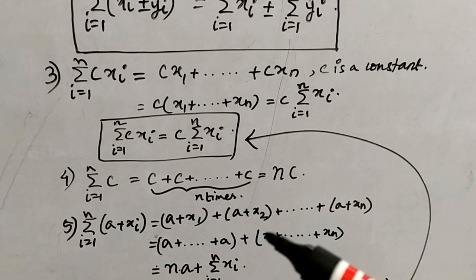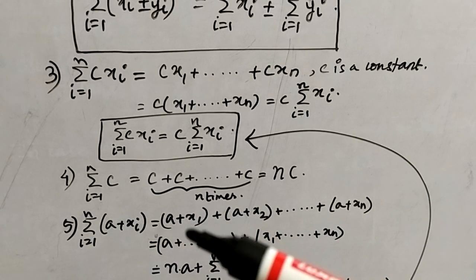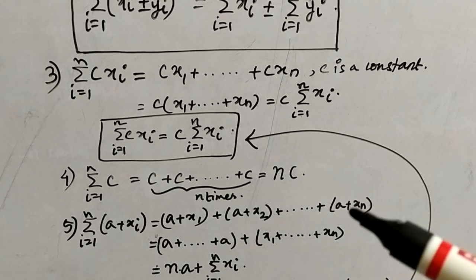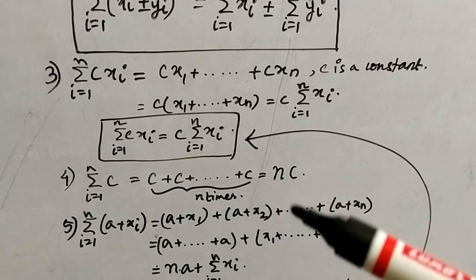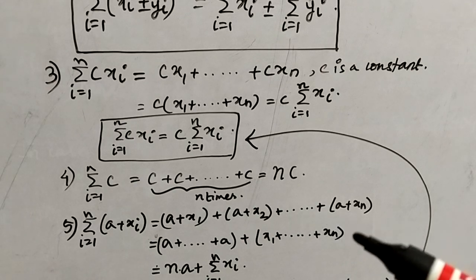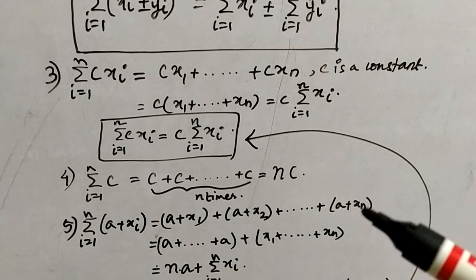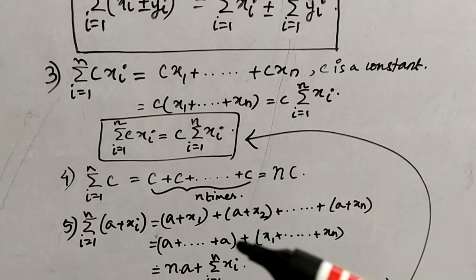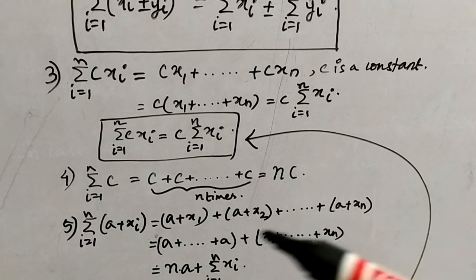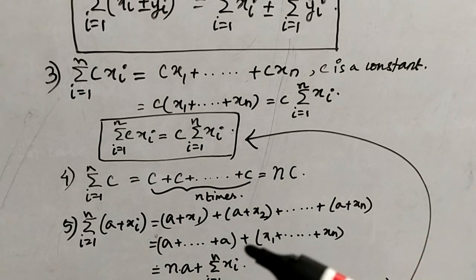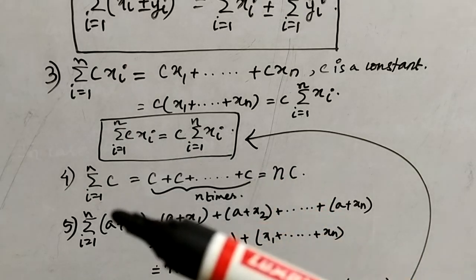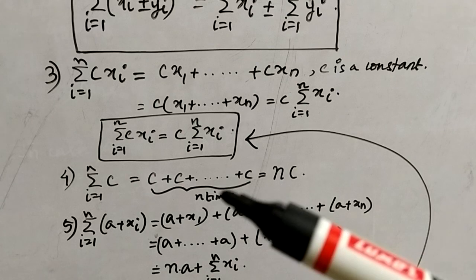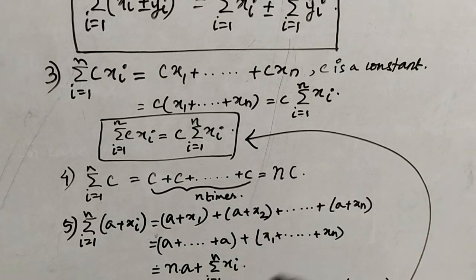Now number 5. Number 5 is the summation of a plus xi. Again you have to take small and tiny steps: a plus x1, a plus x2, up to a plus xn. In the second step, I have merged all the a's on one side and the x's on the other side, keeping in mind that we have added all together, so that's why it's plus. As you can see, the sum of all the constants is n times a, and then the summation of x values.